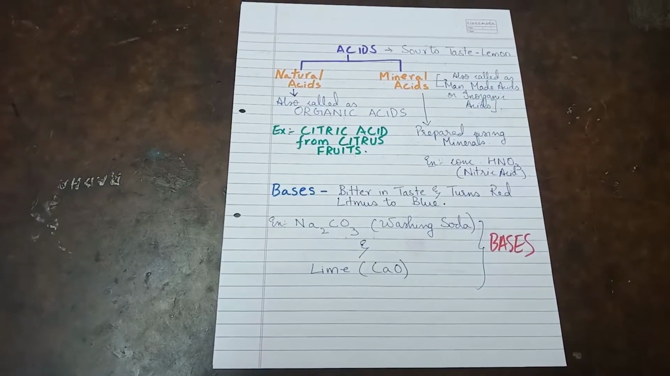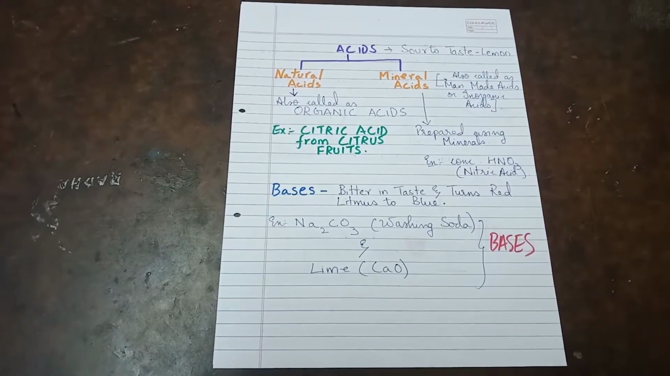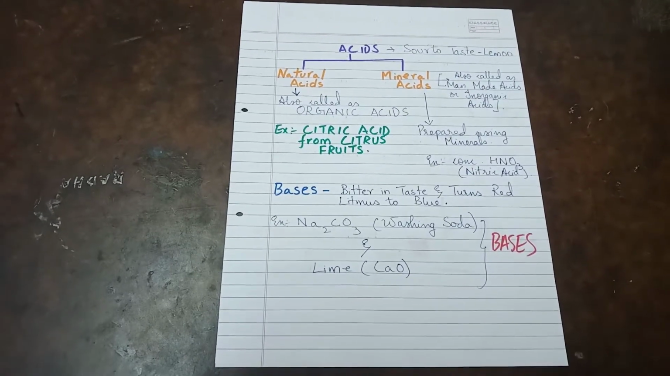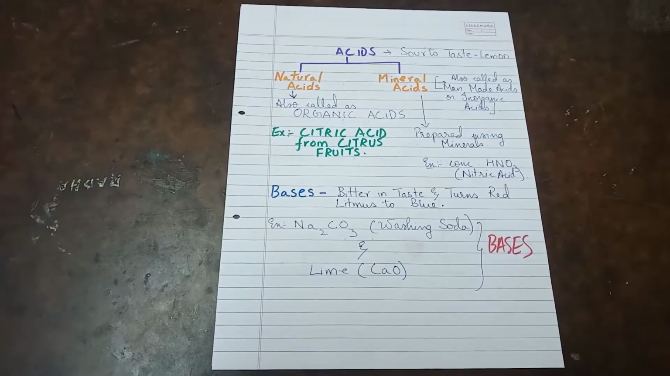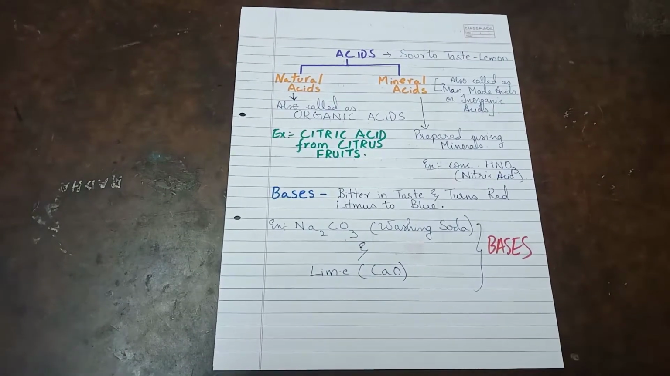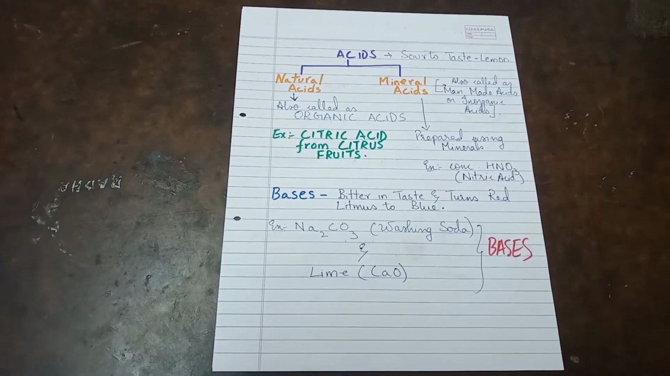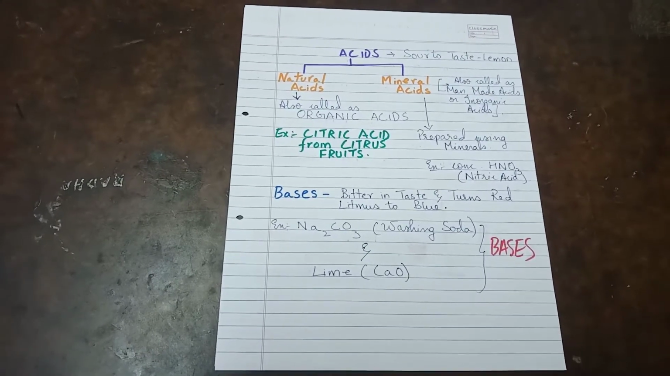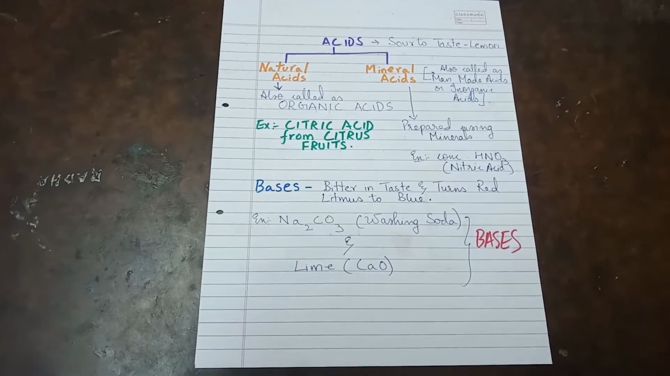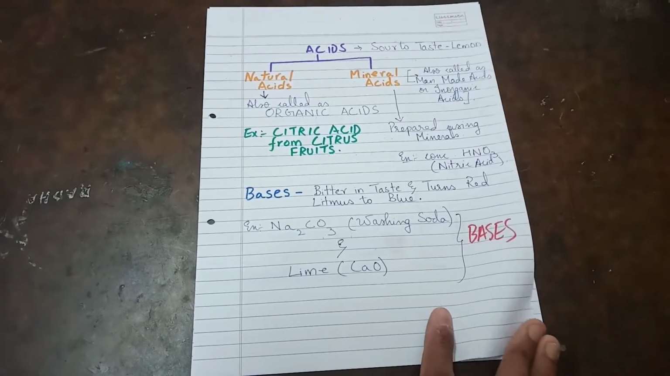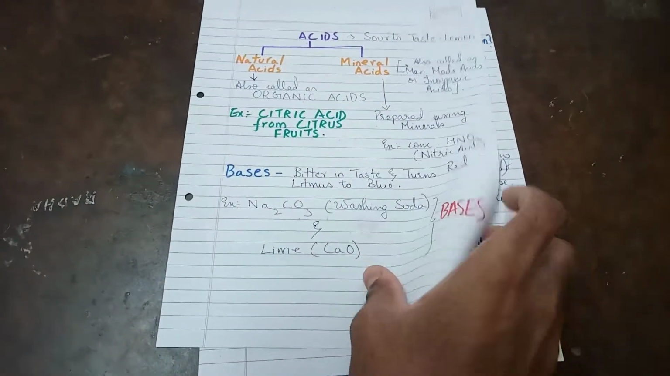So now let us look at bases. Bases are bitter in taste and they turn red litmus to blue. I have explained acids and bases clearly in 2 to 3 of my previous videos, so please go and watch those and then come back to this video so that you will understand better. Now let us look at examples of bases. Na2CO3, that is sodium carbonate, which is washing soda, and lime, which is calcium oxide, are bases.